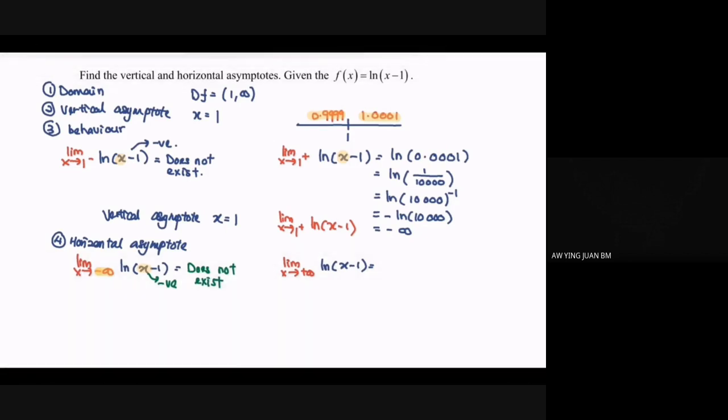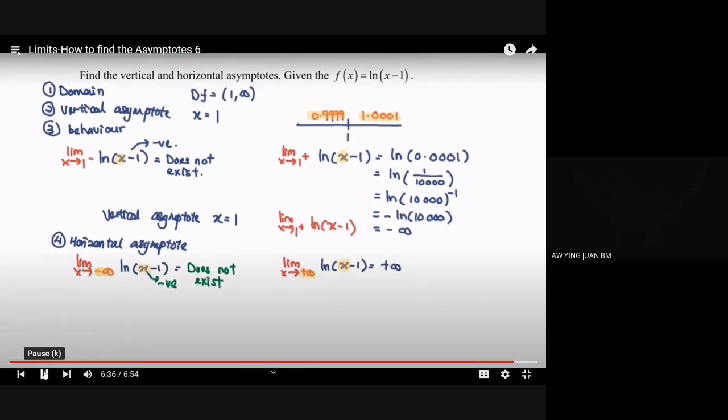Let's focus on the right hand side. Limit when x approaching positive infinity. So if we substitute the value, we will have a very big value. So meaning that ln internal value will be a very big value. So if we press the calculator, we will obtain a positive infinity, meaning that the situation will be going up or increase without limit. So based on this situation, there is no horizontal asymptote.